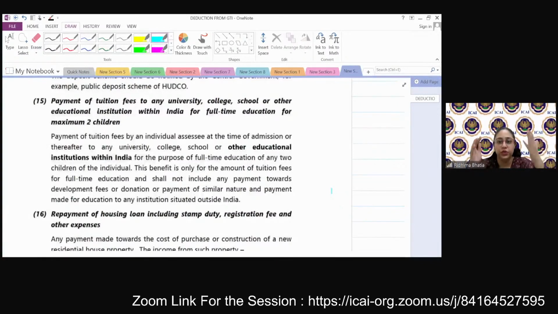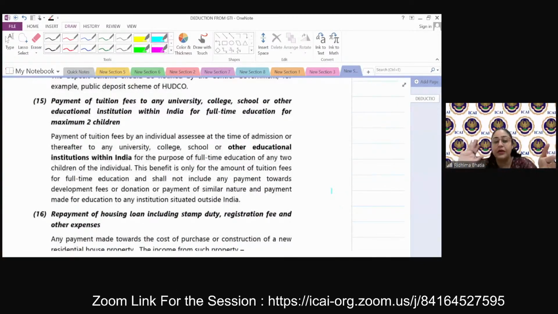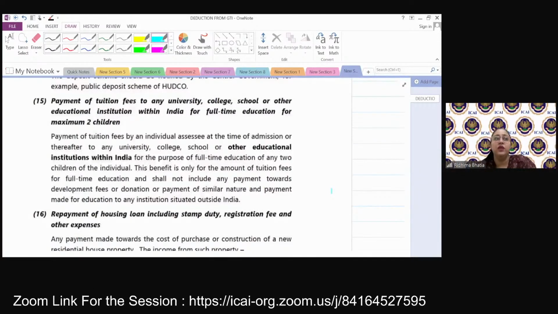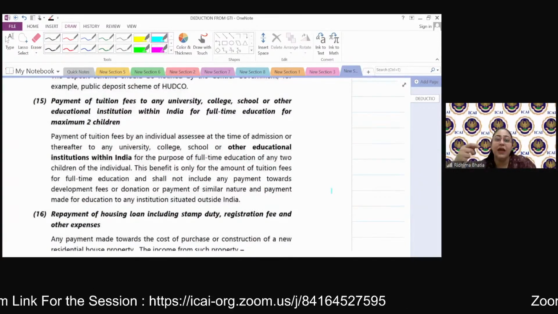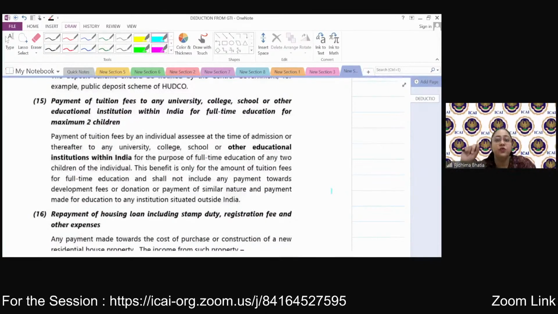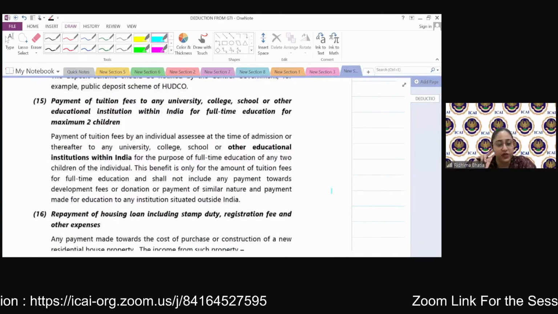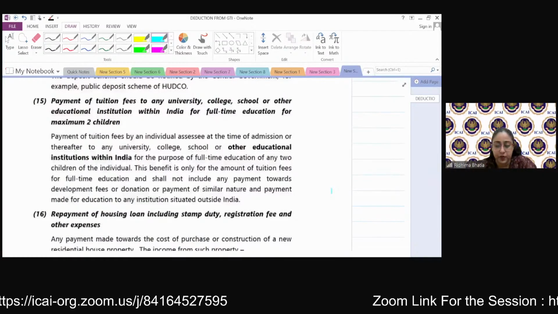A question can come to you with a pay slip. If you see a practical question, or whenever you are on a client visit, and they give you a pay slip of the school, you have to see what the tuition fees component is that you have to allow. Only for a maximum of 2 children is this tuition fees allowed.